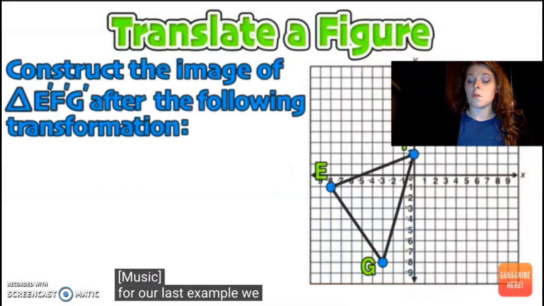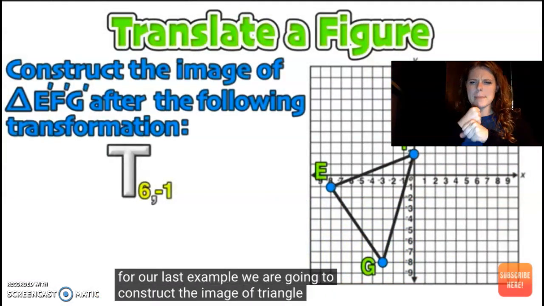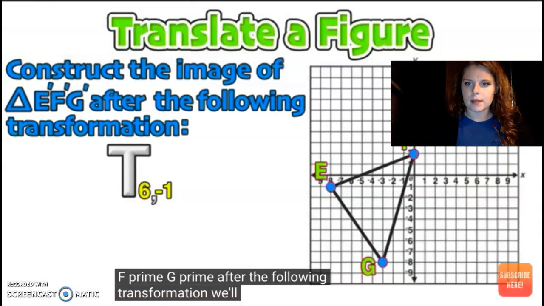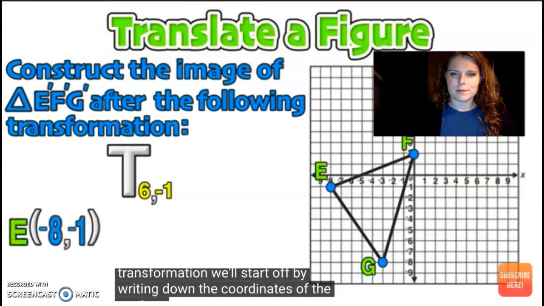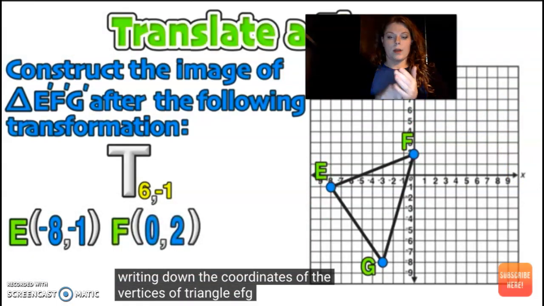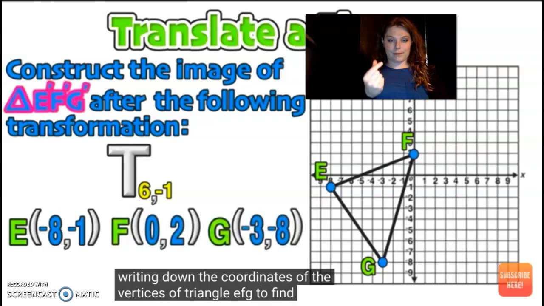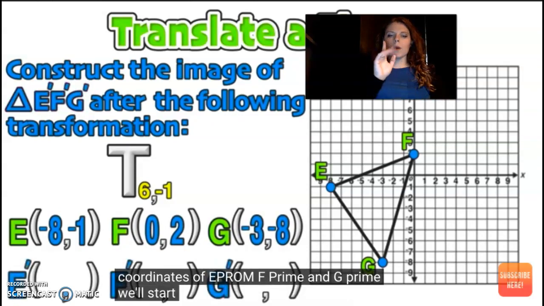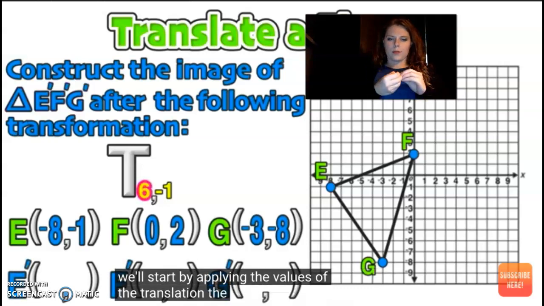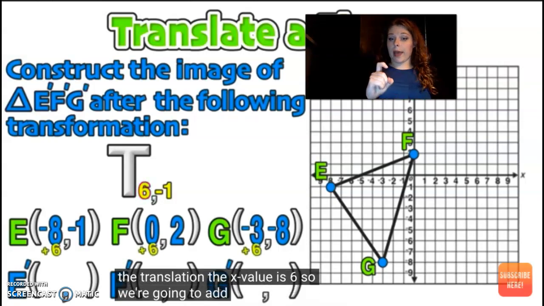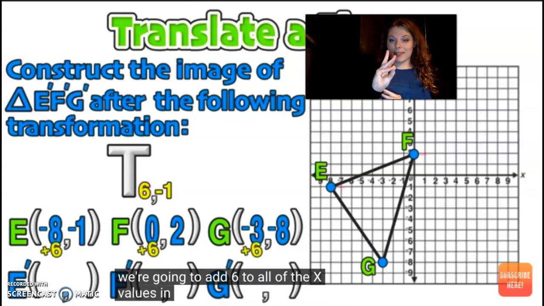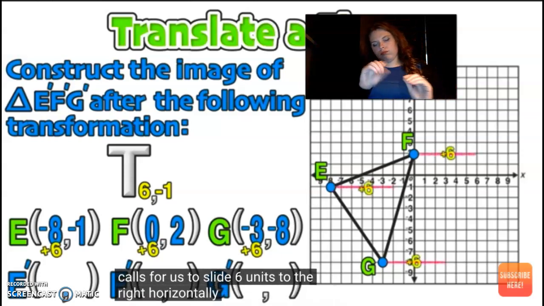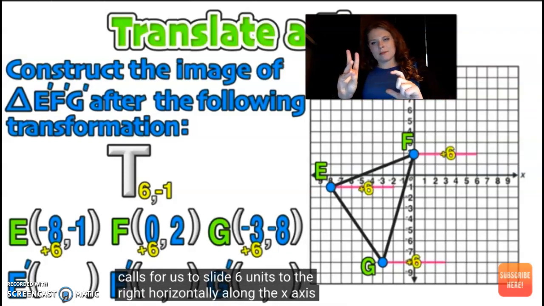For our last example, we are going to construct the image of triangle E prime, F prime, G prime after the following transformation. We'll start off by writing down the coordinates of the vertices of triangle E, F, G. To find the coordinates of E prime, F prime, and G prime, we'll start by applying the values of the translation. The x value is 6, so we're going to add 6 to all of the x values in each coordinate. +6 calls for us to slide 6 units to the right horizontally along the x-axis.